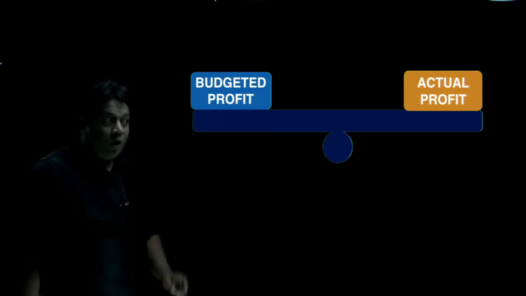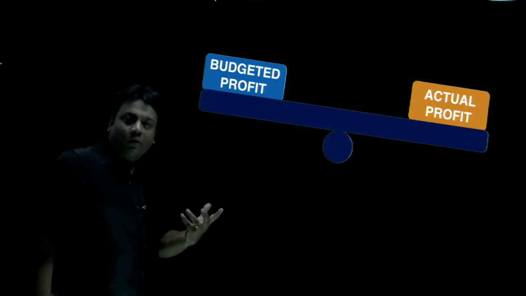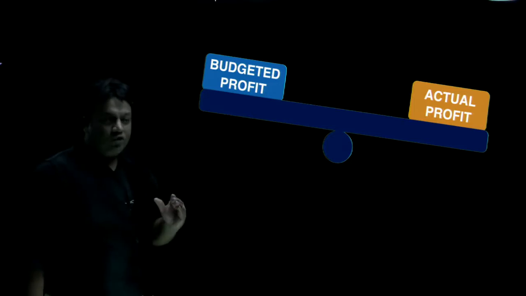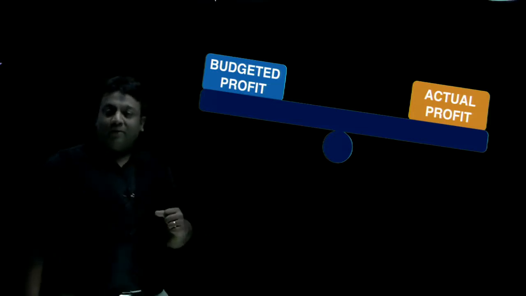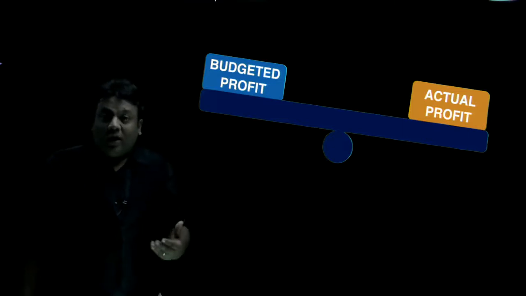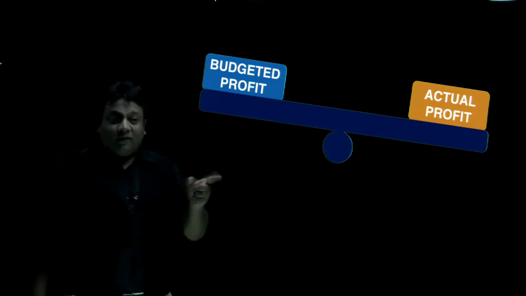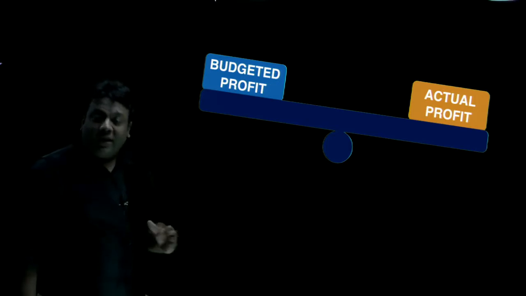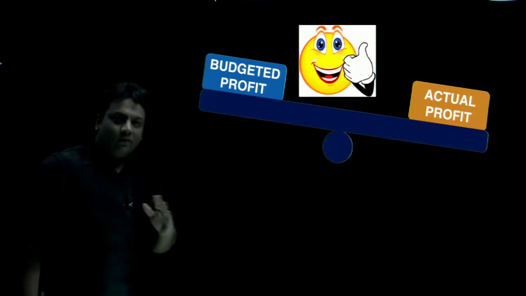Suppose on comparison of these two, this is the result. What's the result? Actual profit is more. Budgeted profit is less. What do you mean by that? I budgeted, suppose, for a profit of 5 lakhs. I wanted to earn a profit of 5 lakhs in my accounting year, and when I saw the actual, I actually earned a profit of 7 lakhs. I earned more profits. So earning more profits, is it good or bad? Definitely it is good. So such a variance, when actual profit is more than the budgeted profit, is called a favorable variance. Got it?